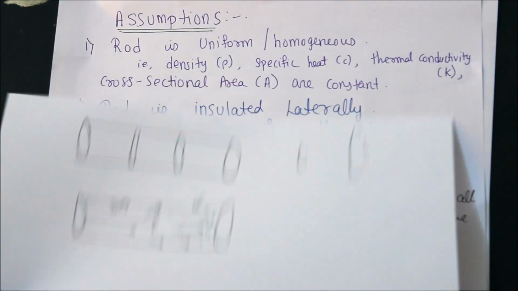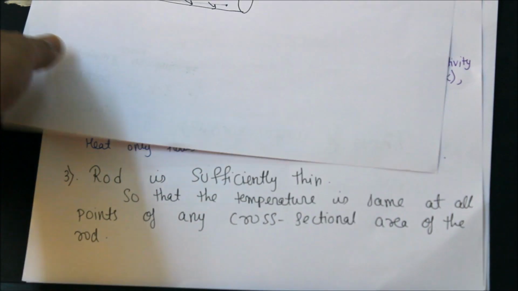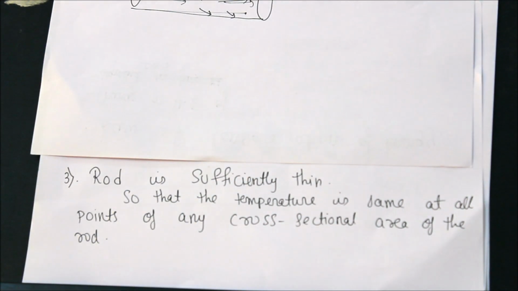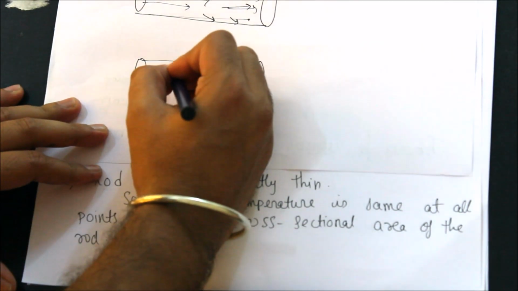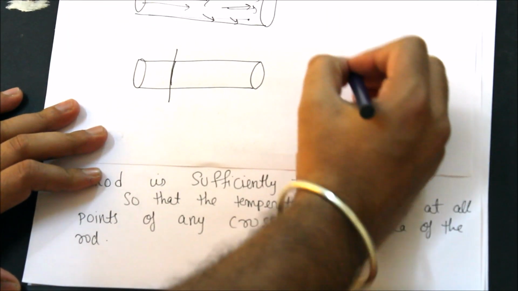And what is my third assumption? The third assumption is that my rod is sufficiently thin. What this means is, wherever I take the cross section, suppose I am taking a cross section over here, what is the cross section?